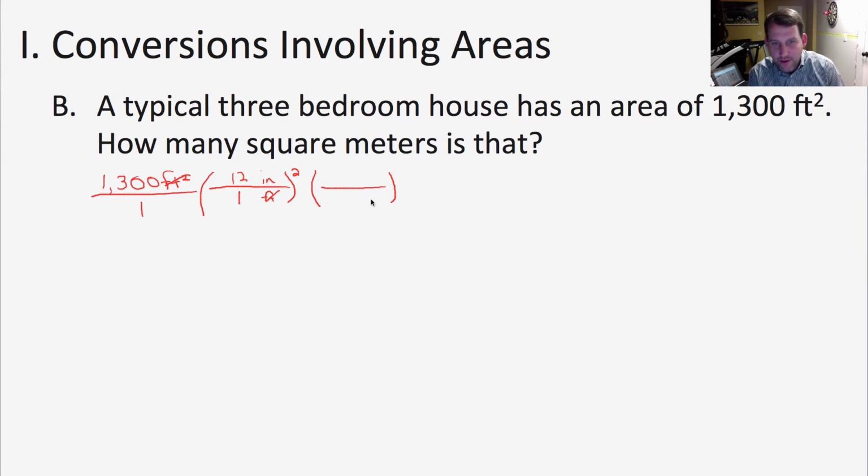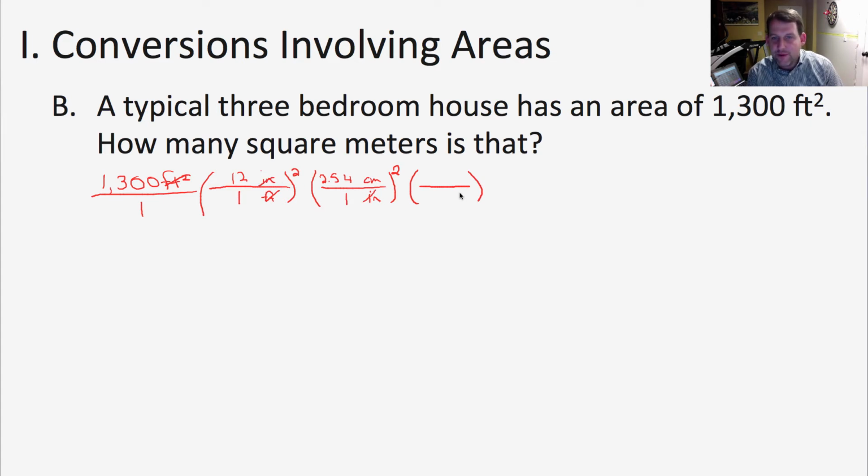So inches are on top here, so on the bottom I'm going to put inches, and on the top I'm going to put centimeters. And I know from my table that it's 2.54 centimeters in 1 inch. And again, to get the squared to work, I'm going to have to square this one as well. Square both the numbers and the units. Okay. Now my next thing to do here, inches squared will cancel.